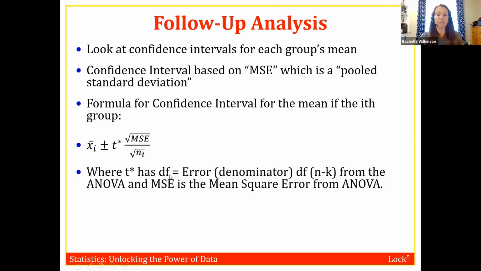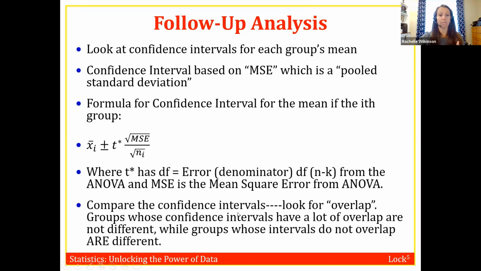So t star has degrees of freedom equal to the error or denominator degrees of freedom, in other words, n minus k. And the MSE is what we call the mean square error, and it can be found in the analysis of variance table. I'm going to show you where to find that. Then we're going to construct a confidence interval, one for each group.